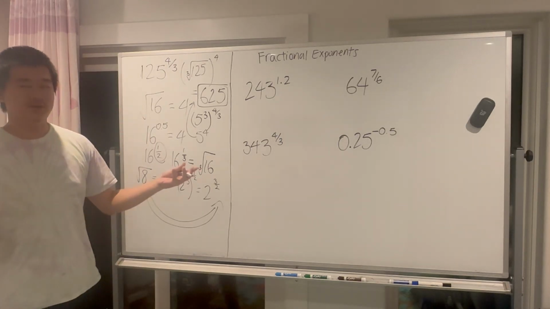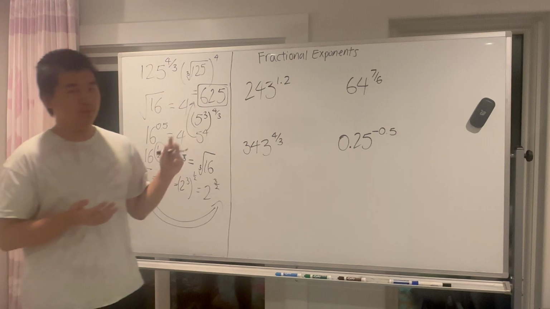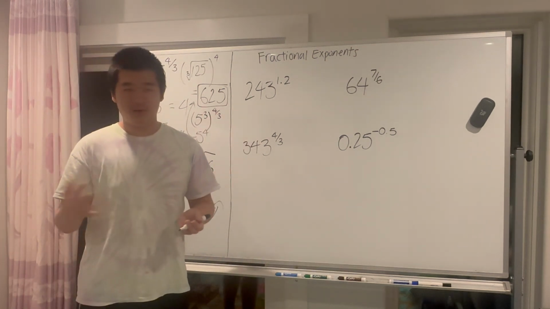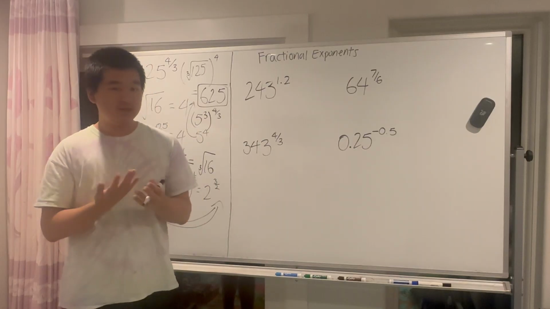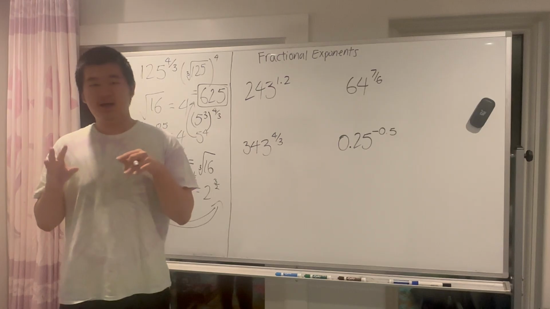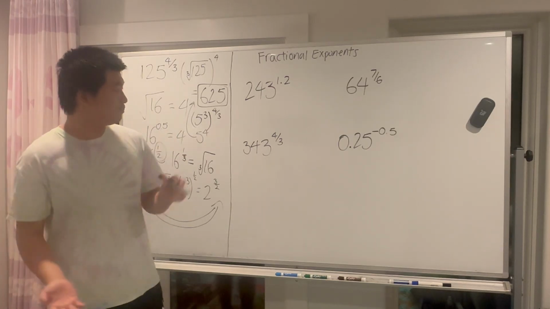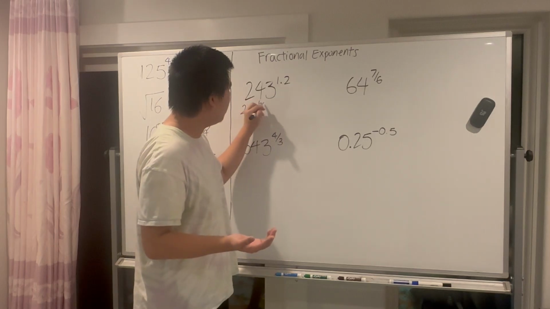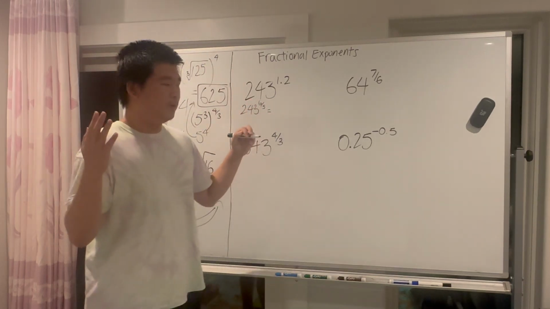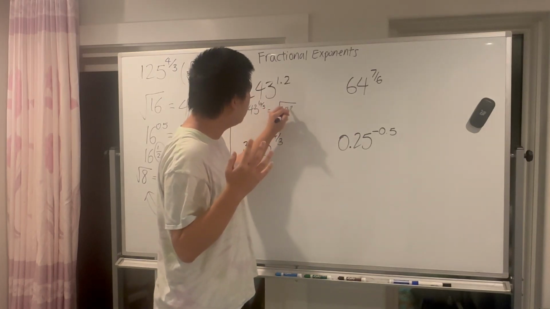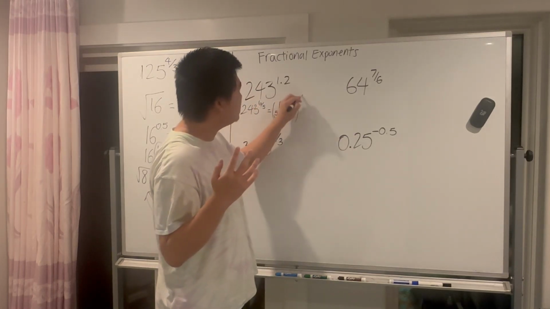So let's try another example. For example, 243 to the power of 1.2. This might not look like a fractional exponent, where's the fraction bar, but remember, of course, that decimals are just fractions, and so we should be able to recognize 1.2 as a fraction known as 6 over 5. So this is 243 to the power of 6 over 5. So it would be the 5th root of 243 raised to the power of 6.